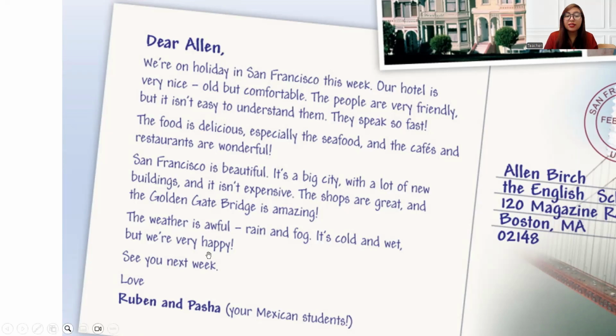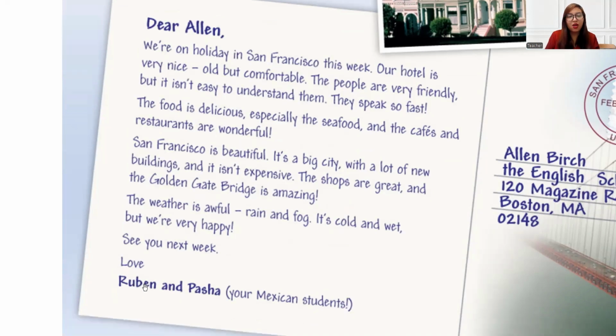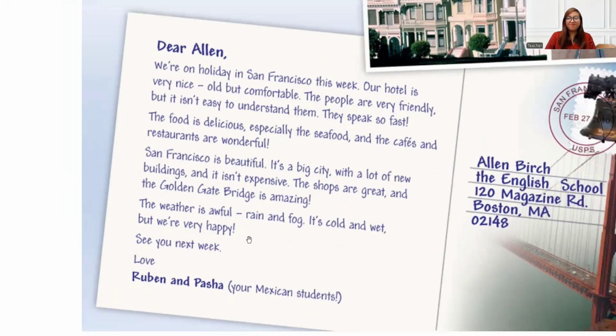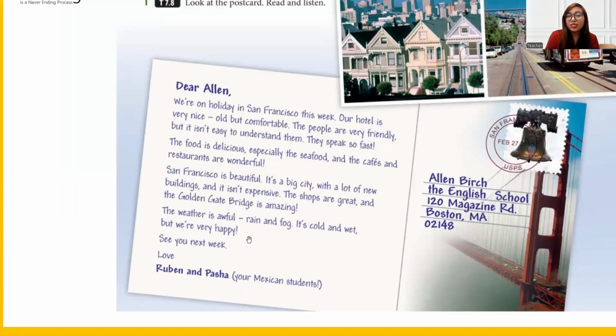Although it is cold and wet, we're very happy, they say. Okay, so this is Dan. In the end, you can conclude, see you next week. Love, Ruben and Persher. These are the writers of the postcard. Ruben and Persher, they are the writers. So if you alone are writing about where you visited, you can mention only your name here. Okay. So this is the end of reading the postcard.